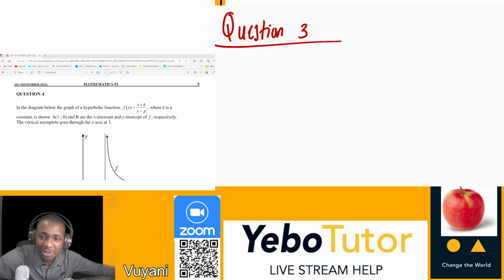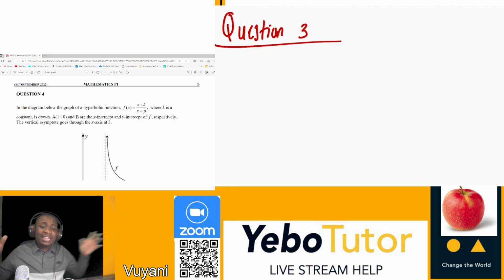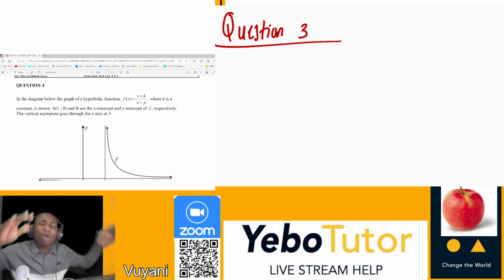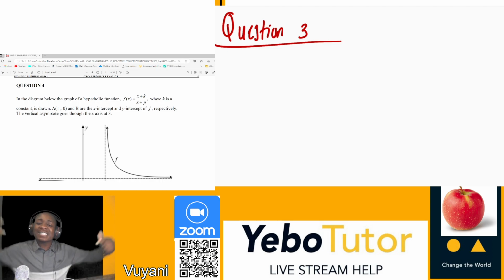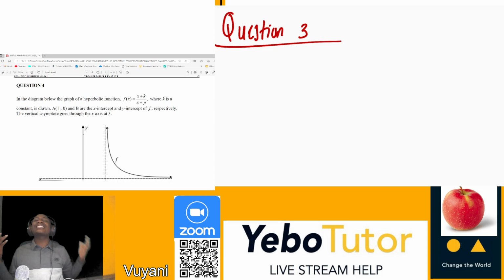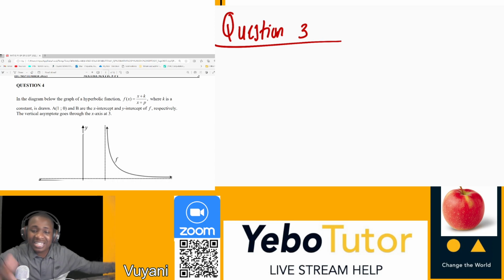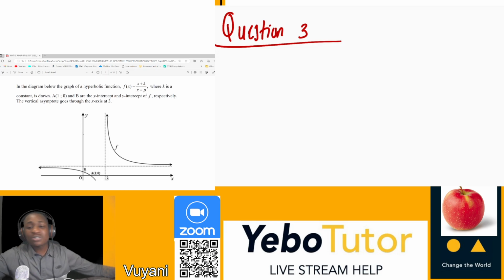Let's get to the question we have for today from the paper which was written last year. They say in the diagram below, the graph of a hyperbolic function. What do we know about a hyperbolic function? It has a horizontal and a vertical asymptote. We are already done solving our problem. If they ask us about the domain, the domain is x is an element of real numbers, where x is not equal to the vertical asymptote. The range is y is an element of real numbers, where your y values must not touch the horizontal asymptote.